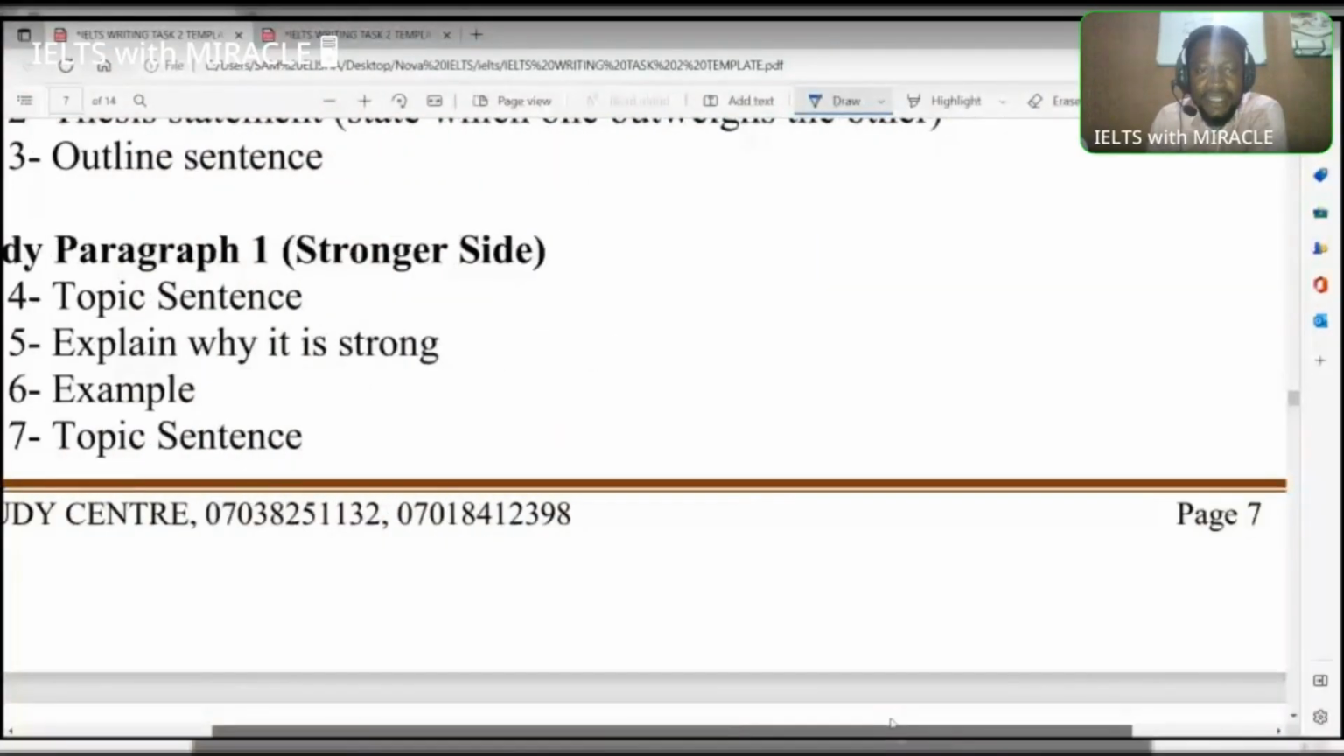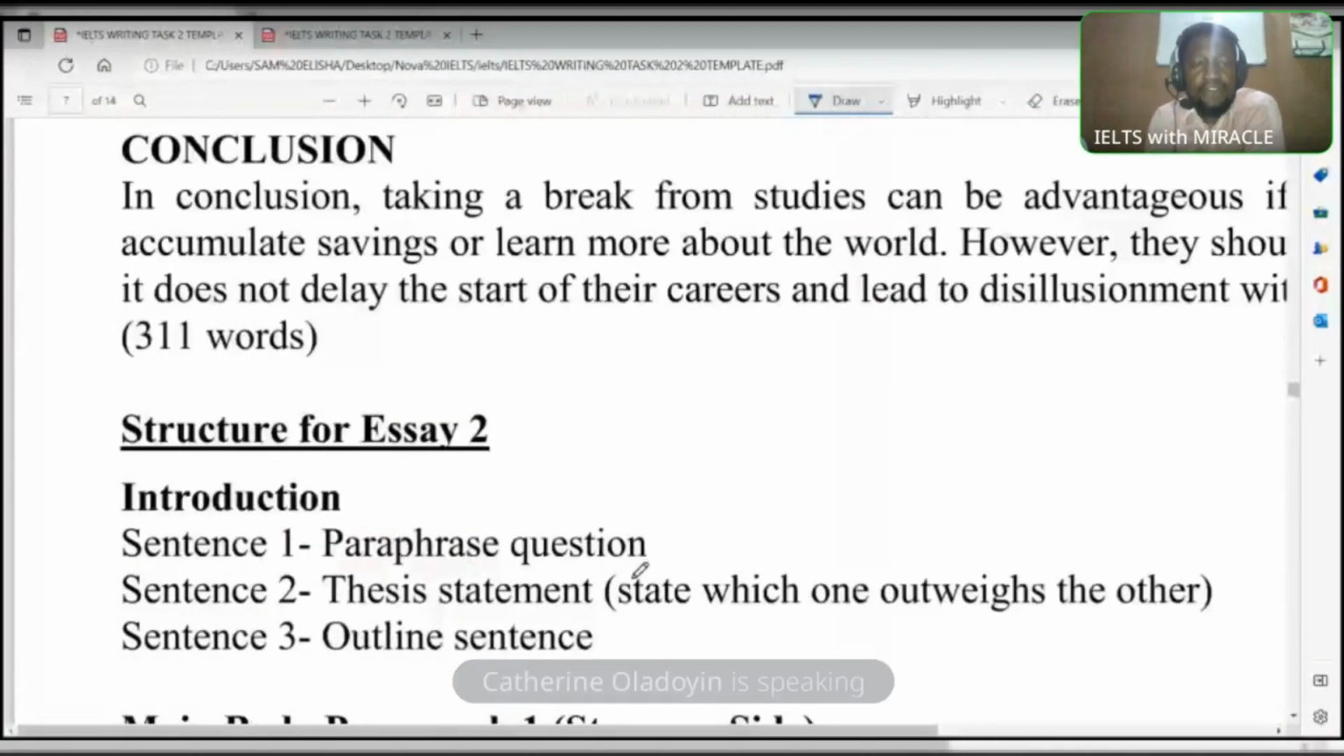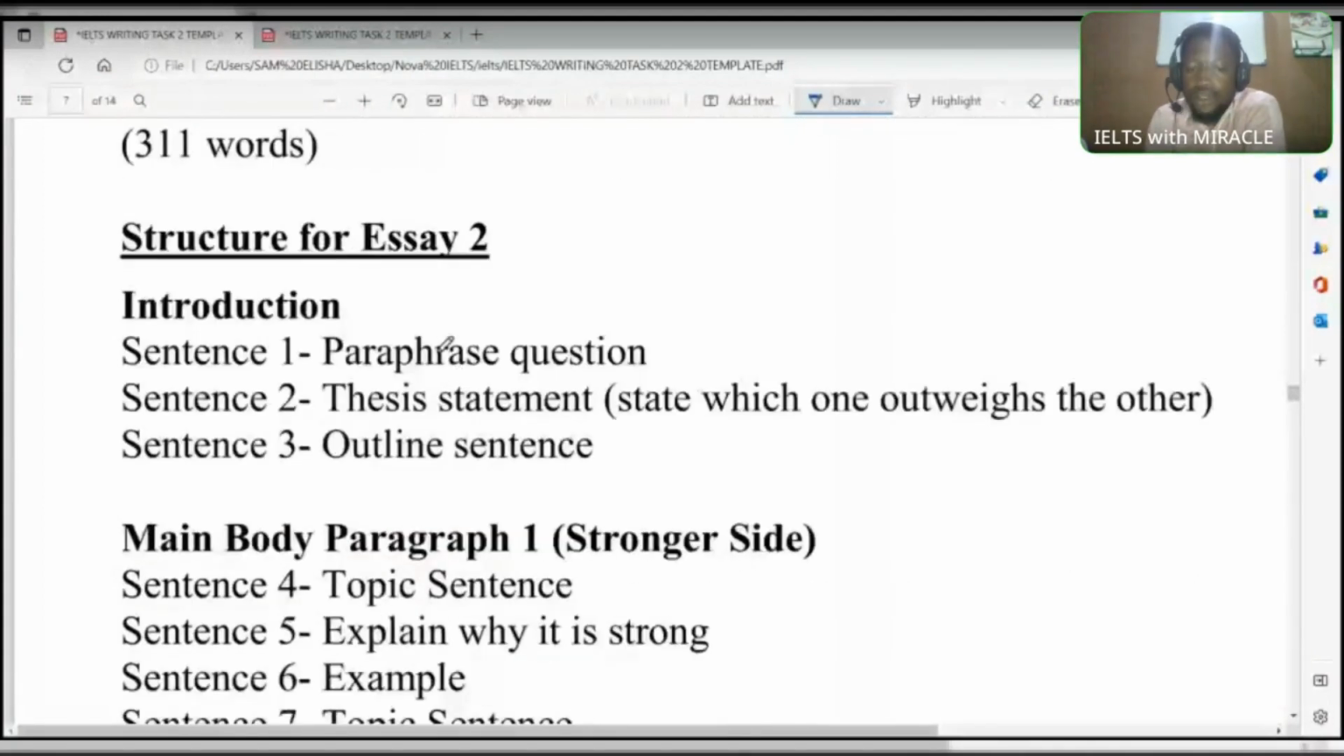on page 7, are you using Cambridge 16 or 13? No, I am not. This is a material. I'm not using any Cambridge. I created this material, and it's not Cambridge. It is a material, but the questions are actually Cambridge questions. The questions are real IELTS test questions, but this material I created it, and it is on the platform.